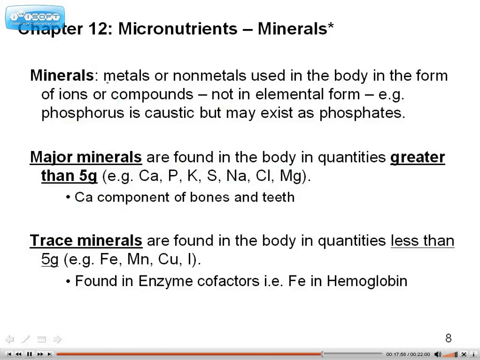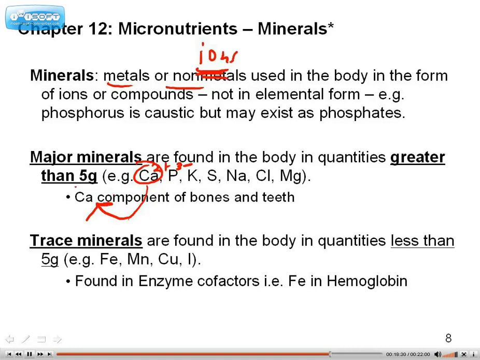Minerals. Minerals are essentially metals or nonmetals. They tend to be in the ion form. So you'll see them as a calcium ion or a phosphate ion. They are used as cofactors. They are used in inorganic structures such as bones. They make a nice little matrix in your body, a calcium phosphate matrix.